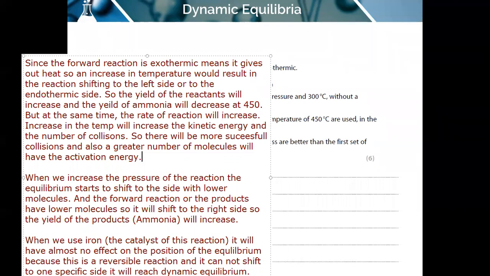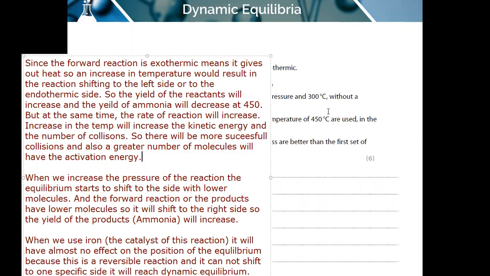These are the points you're going to talk about related to temperature. So for temperature, you have to talk about what will happen with the equilibrium at higher temperature, and at the same time, the rate of reaction. The rate of reaction will increase, but the equilibrium will go towards the left side, so you will get less ammonia.